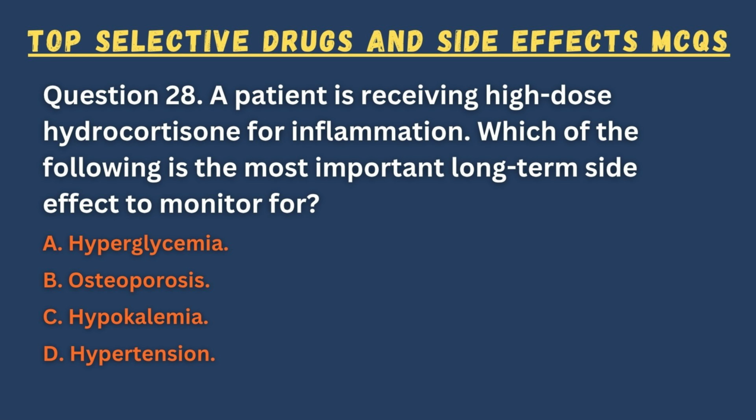Question 28. A patient is receiving high-dose hydrocortisone for inflammation. Which of the following is the most important long-term side effect to monitor for? A. Hyperglycemia. B. Osteoporosis. C. Hypokalemia. D. Hypertension.